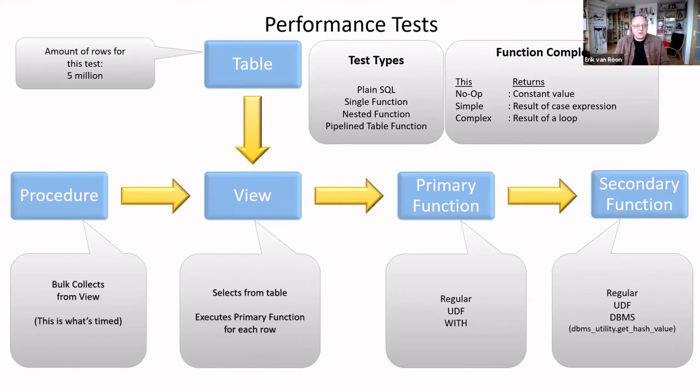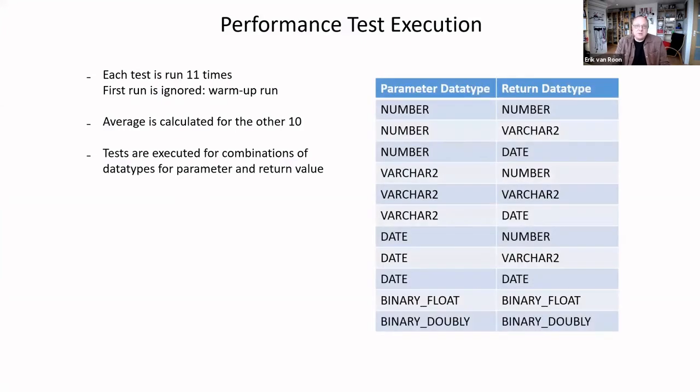This results in a lot of tests. And how do I execute it? Well, I run each test 11 times and the first one is discarded. Then we calculate the average of the other executions. The tests are executed for different combinations of parameter and return data types, namely these combinations. All tests were done with PL/SQL optimize level 2. I've done other tests with other optimize levels as well, but I've seen no significant changes in that. So what I'm presenting here is just optimize level 2.